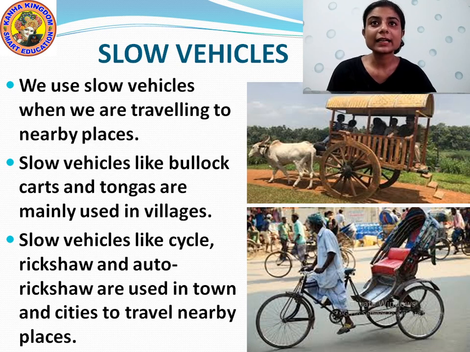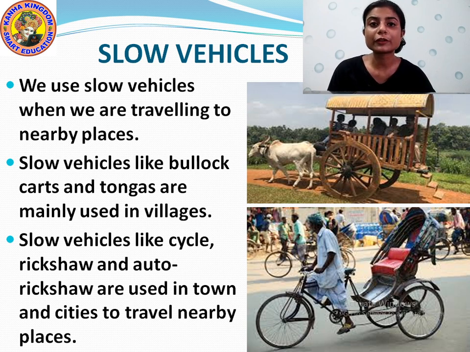We use slow vehicles when we are traveling to nearby places. And when do we use slow vehicles? When we travel to some nearby places, the places which are not very far, which are nearby to us. To those places we use slow vehicles. Okay. Some vehicles like bullock carts and tangas are mainly used in villages. And in villages, what type of vehicles do we use to move from one place to another? We use bullock carts.